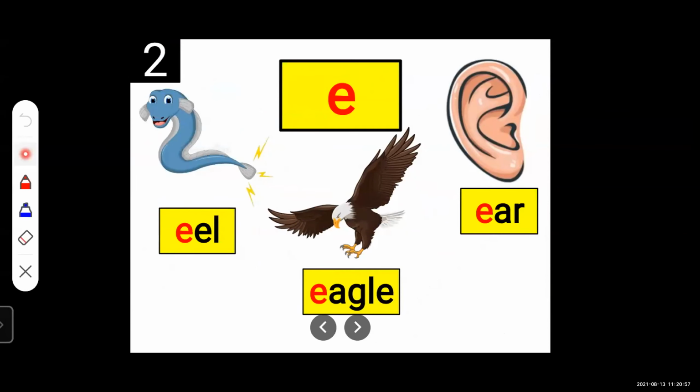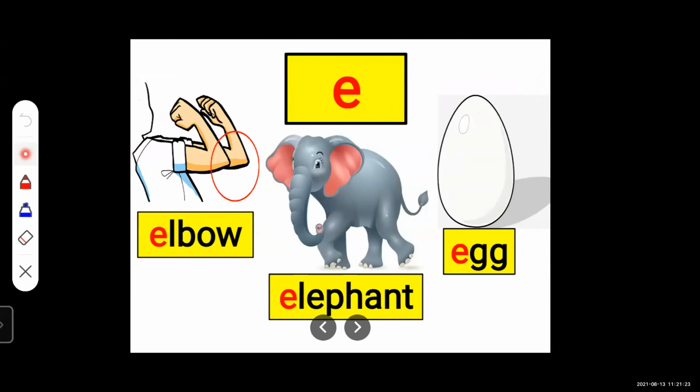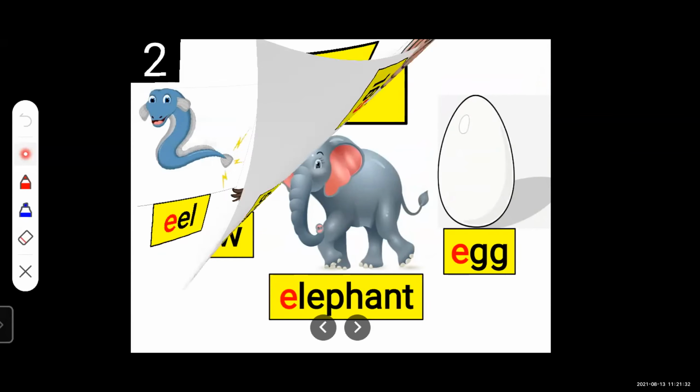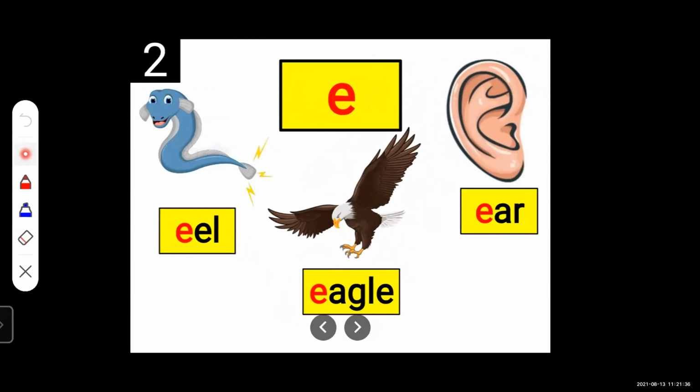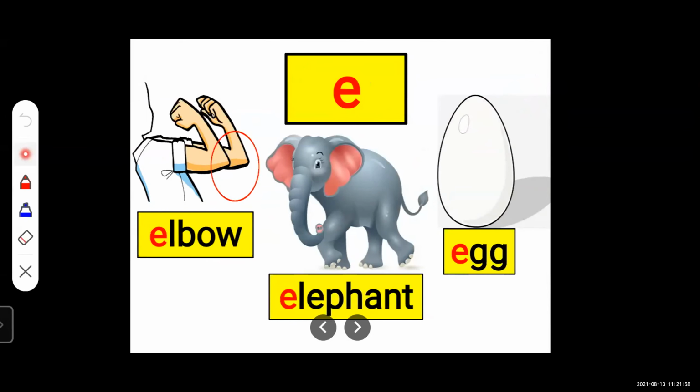Now next, we see about E. E also has two sounds. E, A. So look, E for eel, eagle, ear. And next sound is A. Elbow, elephant, egg. So students, E also has two sounds. First one, we can see here three words: eel, eagle, ear. And next sound, E from elbow, elephant, egg.